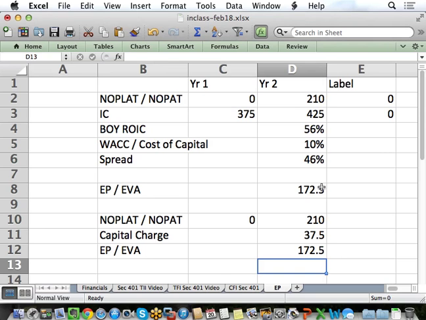Questions? Yes? 10% right now is just going to be an assumption. It's the assumed cost of capital. Later, we'll try and estimate for a company what we think their cost of capital is. Right?